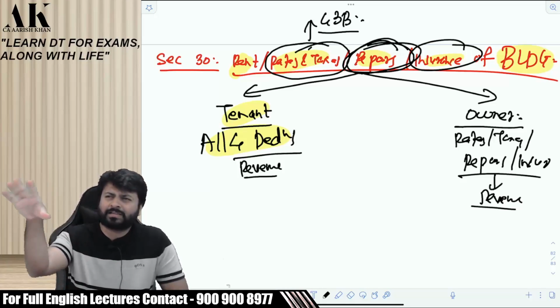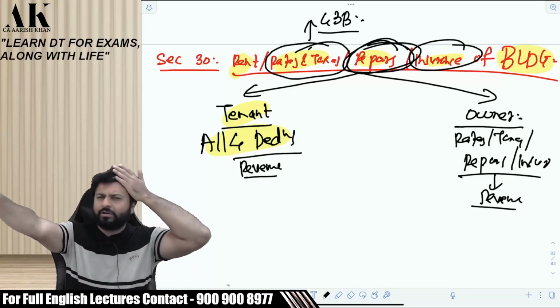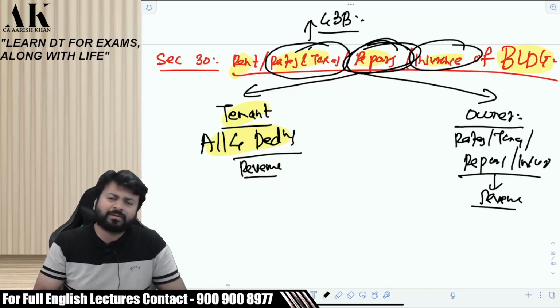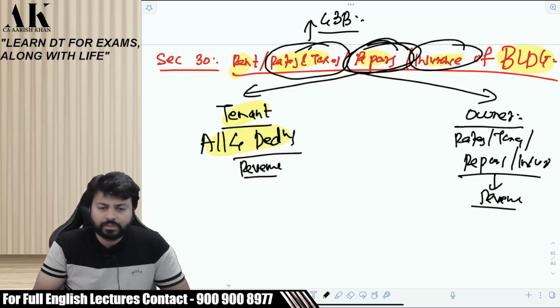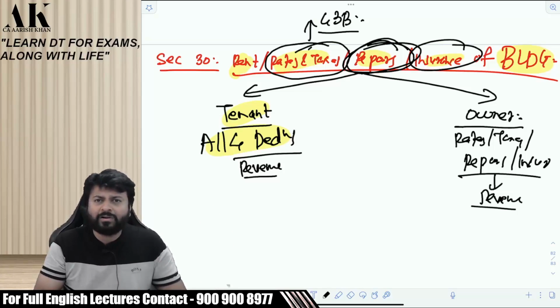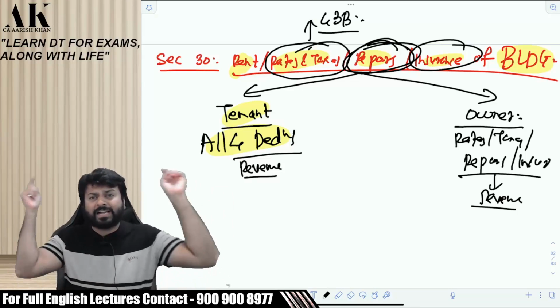Suppose some plaster has fallen, so you are doing plaster. There is some problem in the door, so you are repairing the door. Then you are painting, that is also repair and renovation, revenue repair. Sir, what is capital repair? You are putting another floor on the building, that is a capital repair. You are extending the building, that is a capital repair. Will capital repair be allowed as deduction? Not under this section. Whether it will be allowed in some other section, the answer is yes.